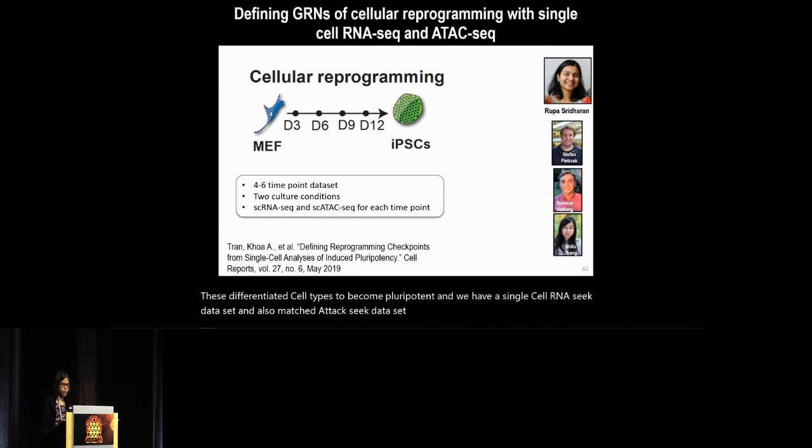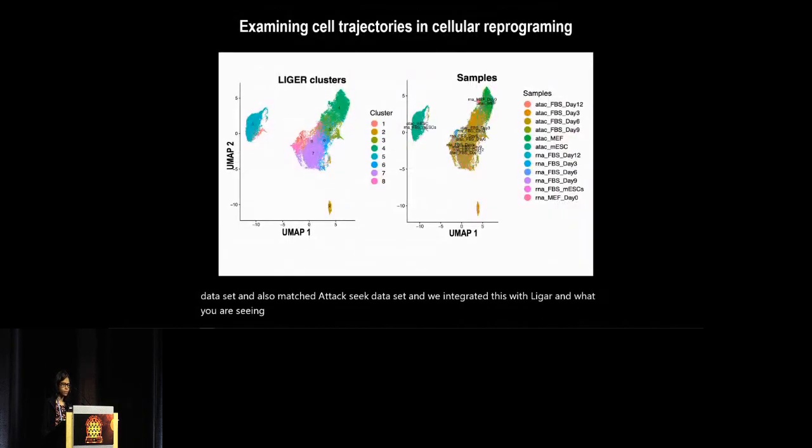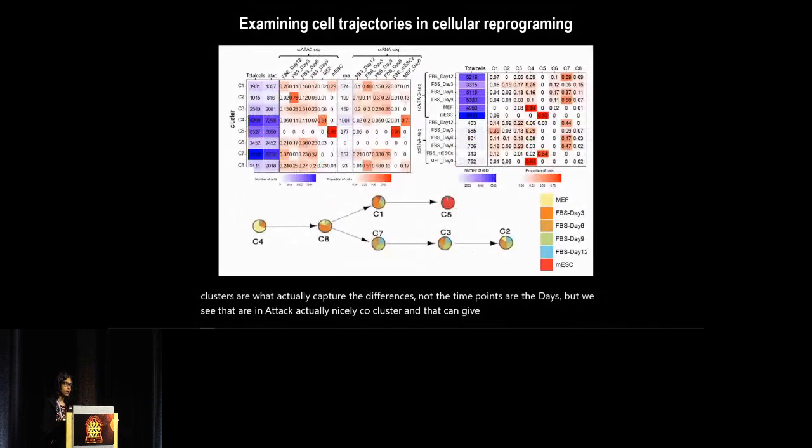And we integrated this with Liger, and what you're seeing here are UMAPs, where the different clusters are here and the different samples are here. And these are the embryonic stem cells, and then the rest of it is a pretty mixed data set, and these reprogramming populations tend to be very heterogeneous, which is what we see. And this is why you should use single-cell RNA sequencing. So the clusters are what actually capture the differences, not the time points or the days. But we see that RNA and ATAC actually nicely co-cluster, and that can give us priors for each of these different cell clusters.